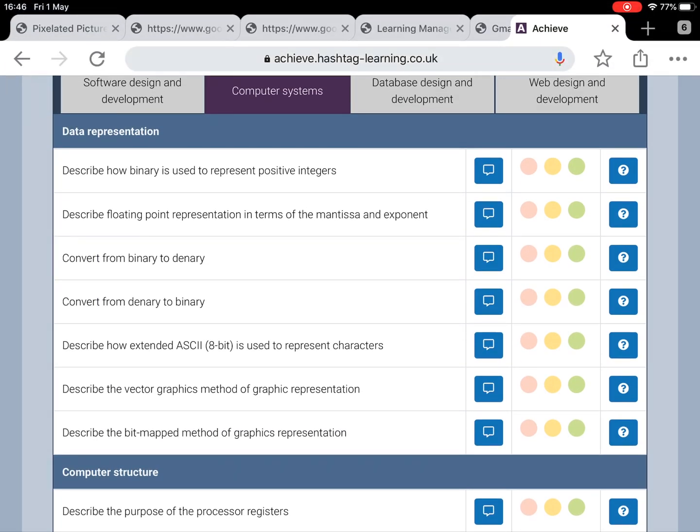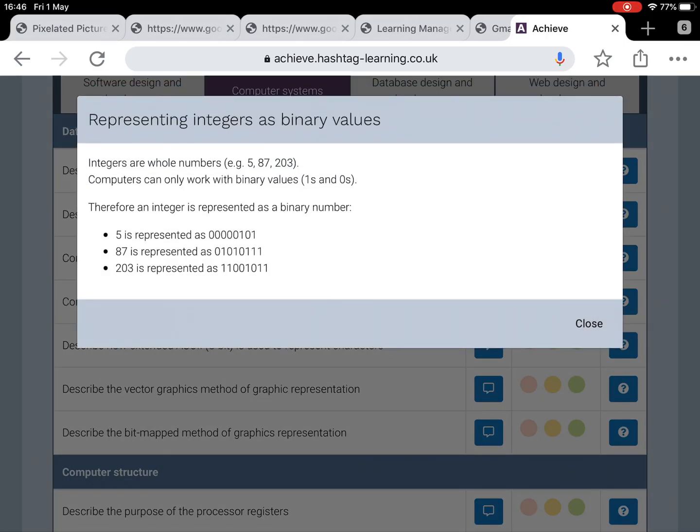So if we were to be going through this, this is what I'd like you to do in the next couple of days as you revise for your exam on Wednesday. Go to the very first one. So we've got this here, describe how binary is used to represent positive integers. If you click on the little speech bubble in blue, this will tell you the sort of things that you need to know. So integers are whole numbers, computers can only work with binary values, therefore an integer can be represented as a binary number.